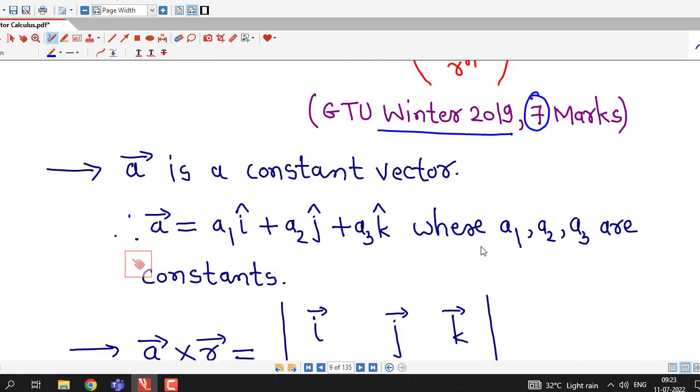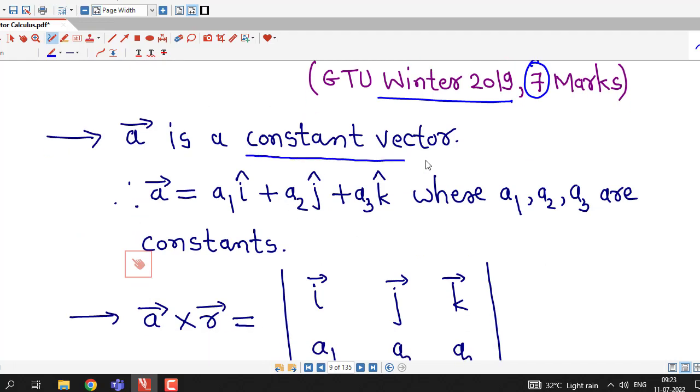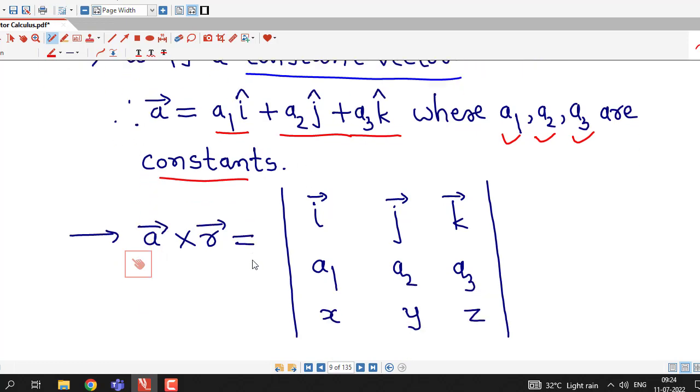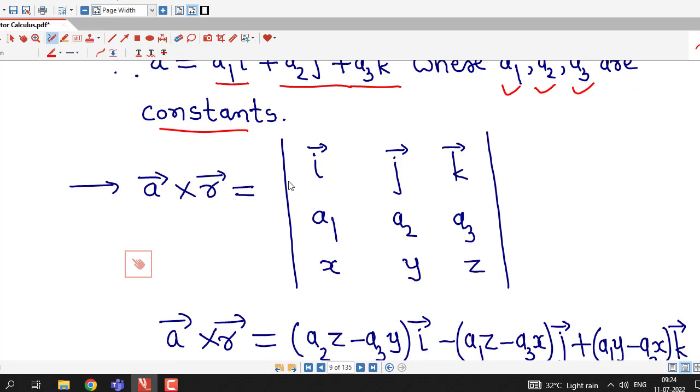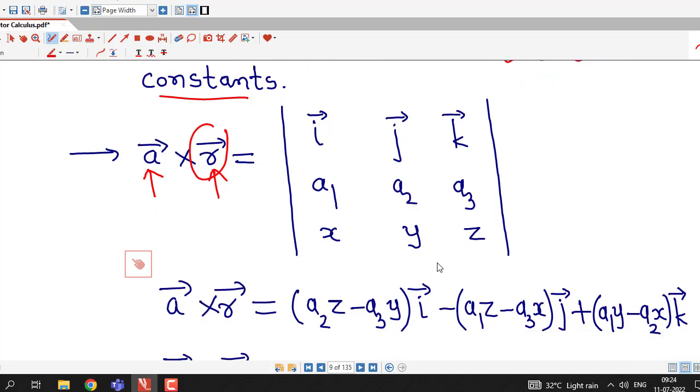Before that, because it is given that a bar is a constant vector, we assume that a bar equal to a1i plus a2j plus a3k, where this a1, a2, a3 are constants. Now we obtain cross product of a bar and r bar using the definition of cross product. It is given by this determinant. First row is unit vectors ijk, second row is components of first vector a bar which are a1, a2, a3, and the last row is components of r bar which are x, y, z. And then we expand or we evaluate this determinant.